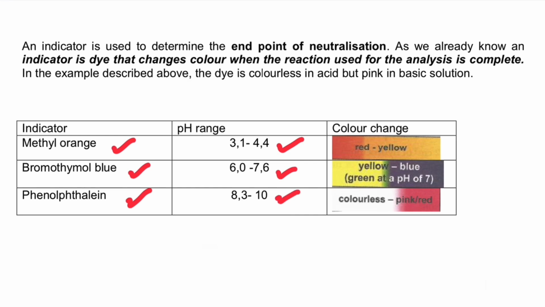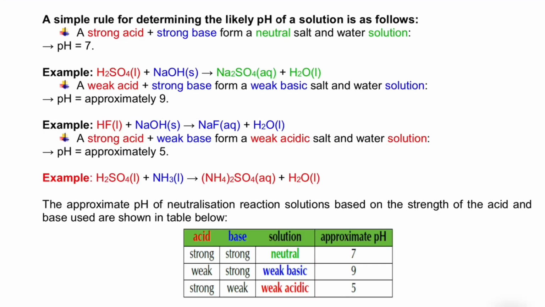So how do you know that the pH at which the endpoint of the neutralization is going to be reached is around 3 and you use methyl orange, around 7 and you use bromothymol blue, around 8 and you use phenolphthalein? How do you know all that? If we have a strong base and a strong acid, then we would expect the pH to be around 7 at the end of our neutralization reaction. In this case, we would use bromothymol blue.